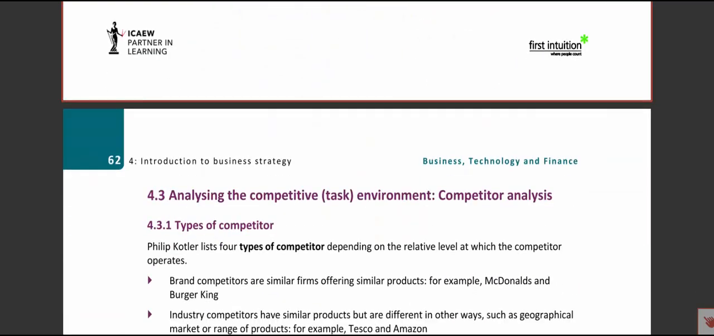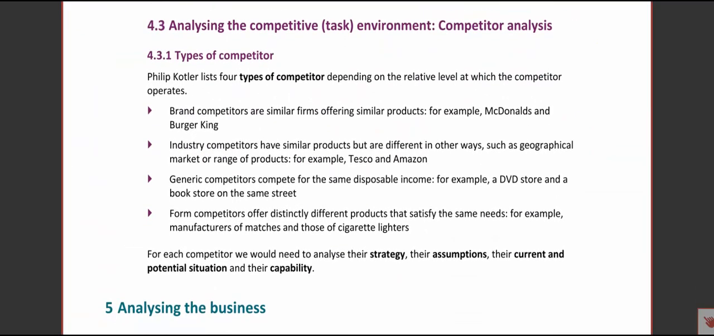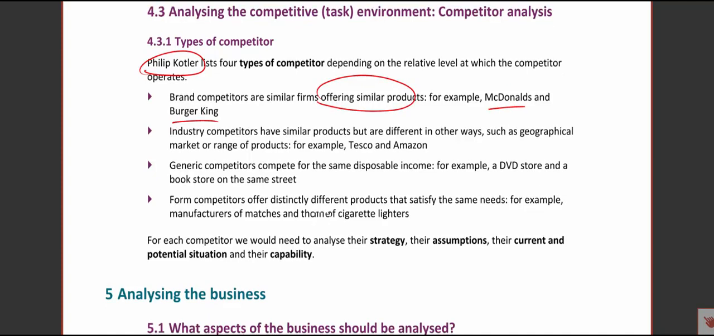The final aspect of the environmental analysis that we're going to look at is the different types of competitors that we might have. So Philip Kotler listed 4 different types of competitor depending on which level the competitor operates. So not all of these we'd consider to be perfect substitutes, for example, but they're competing with us in some sort of way. The first type of competitor we've got here is a brand competitor. These are competitors that are going to be offering pretty similar products. So for example, McDonald's and Burger King.